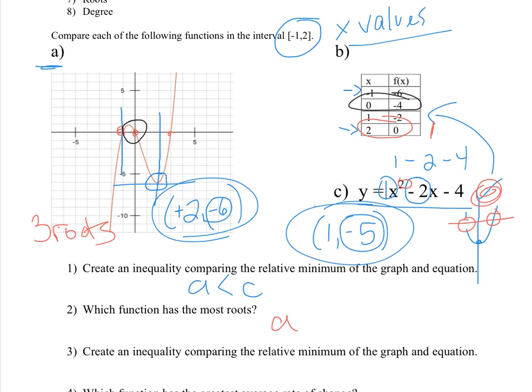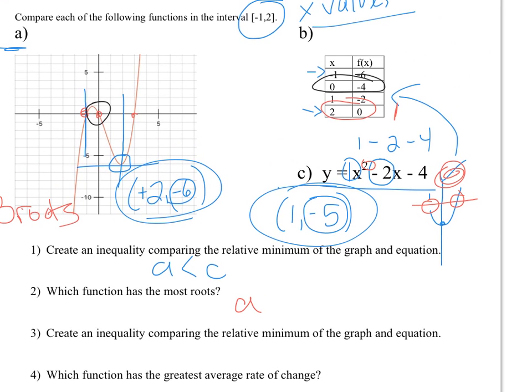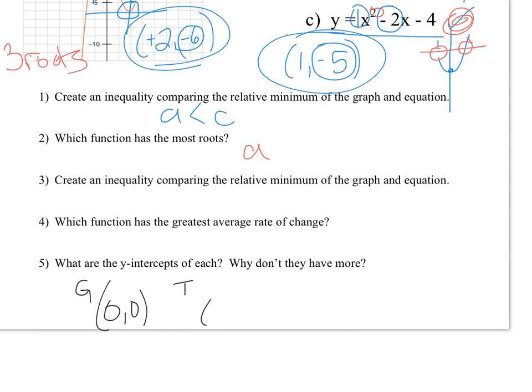So the 3 y-intercepts are 0, 0 for the graph. The table of values was 0, negative 4. And the equation was 0, negative 4 also. Interesting. So those are the y-intercepts of each.